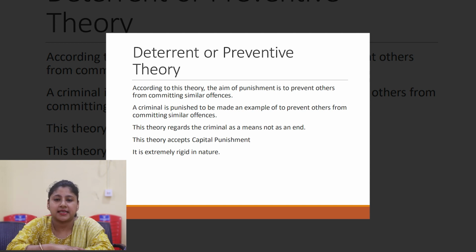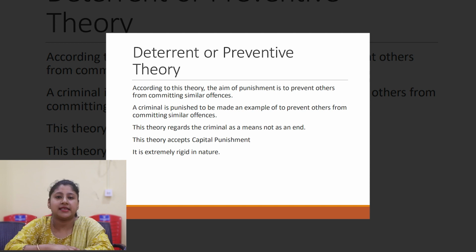it sets an example. The preventive theory regards criminal as a means, not as an end. This theory accepts capital punishment and it is extremely rigid. So in preventive theory, the criminal is not regarded as an end but as a means for others, a means to set an example for the members of the society not to commit similar crimes. So these are the characteristics of preventive theory of punishment.